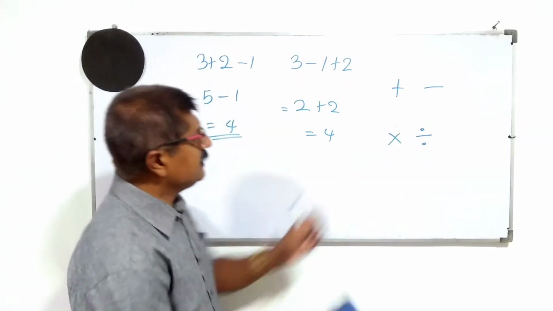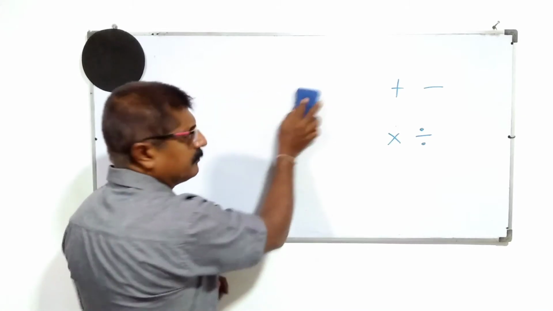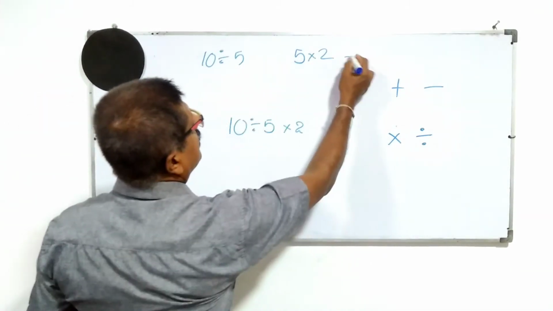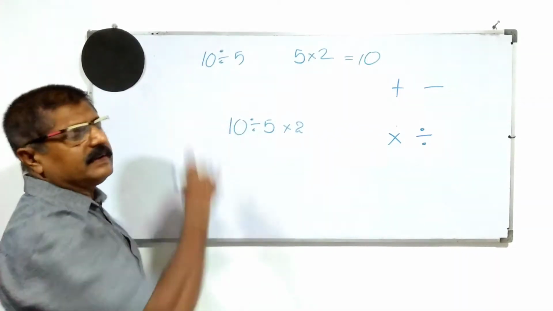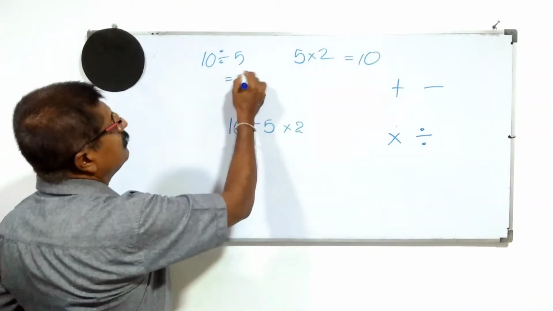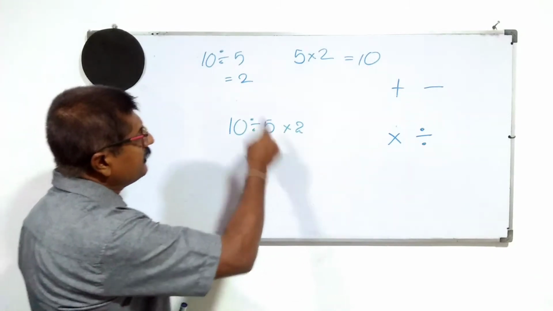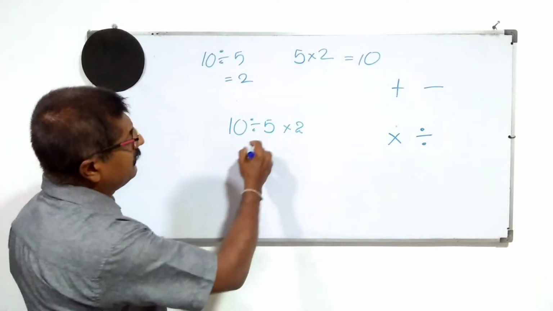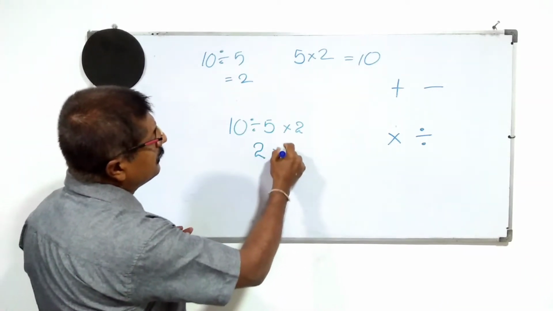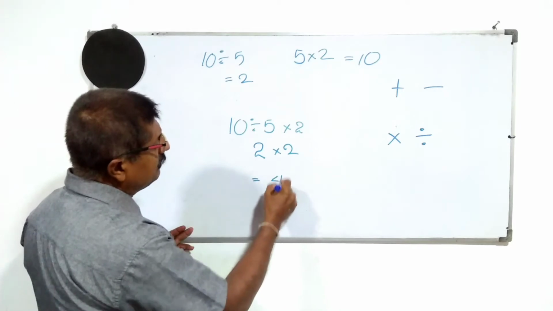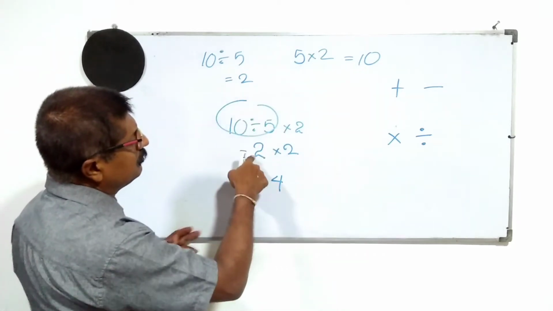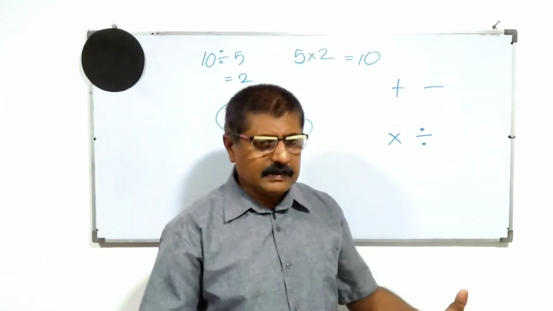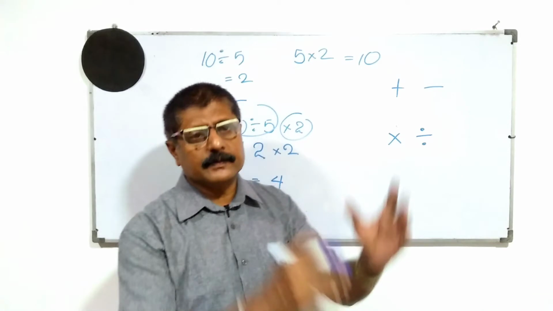And now let's consider multiplication and division. Here you are. 5 multiplied by 2, 5 times 2. That is 10. 10 divided by 5. That is 2. Here you are. 10 divided by 5 multiplied by 2. 10 when you divide by 5, it becomes 2. 2 multiplied by 2 equals 4. That is the way from left to right.